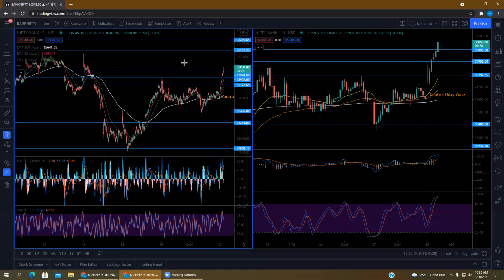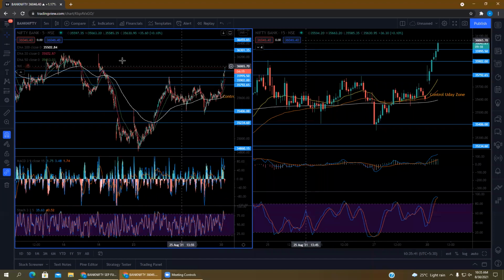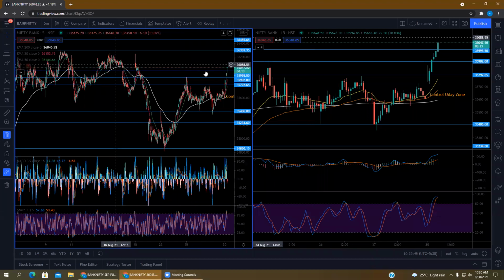This is the next level I'm looking for, somewhere here to here. This is a very critical level, like a sticky level. Once this is crossed, then Bank Nifty will have a lot of legs.